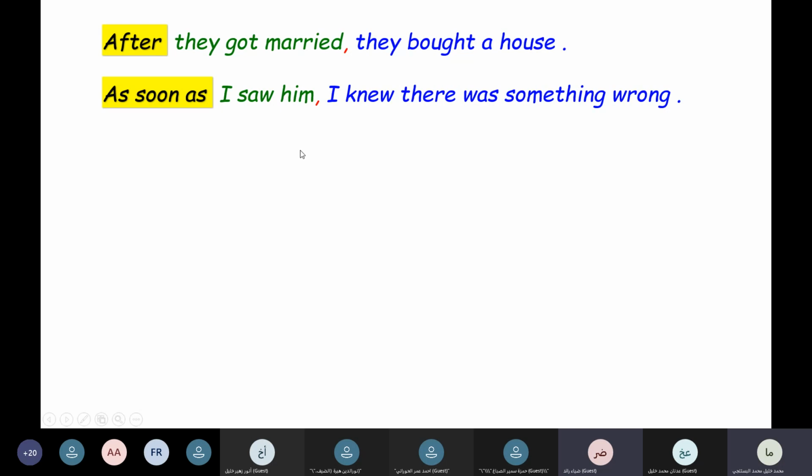Good. Now you realize here we have what? We have a dependent clause and an independent clause. Now, which one is the independent clause? The first sentence. Which sentence is independent and which sentence is dependent?